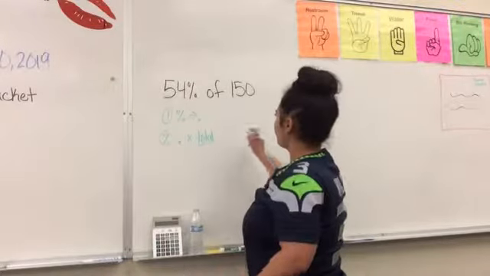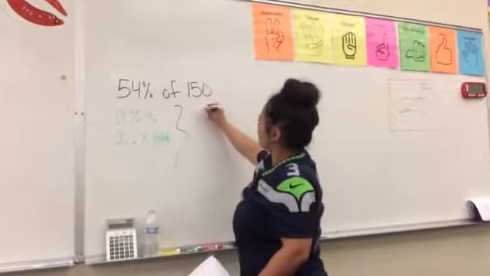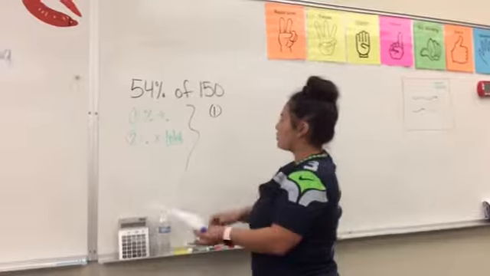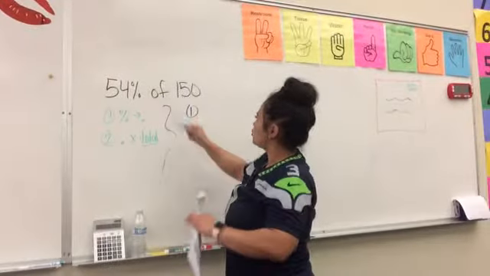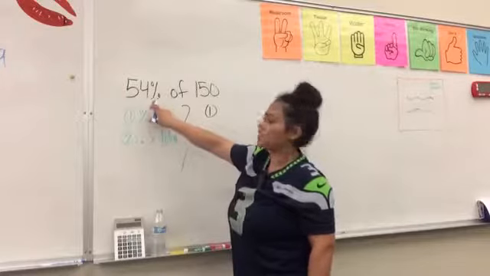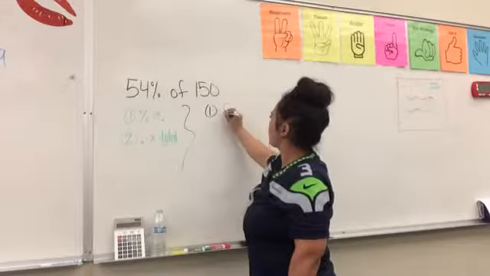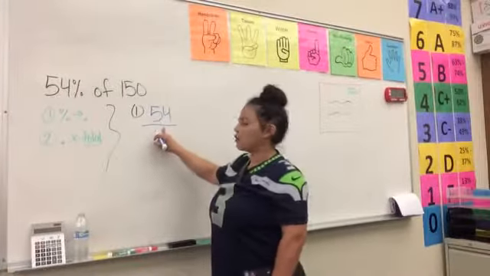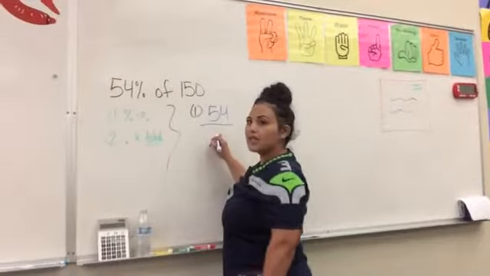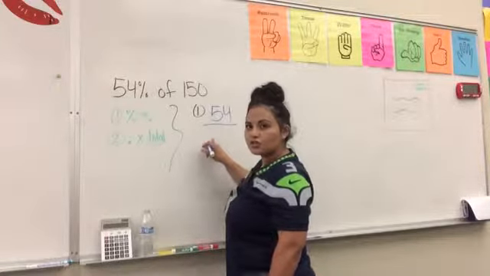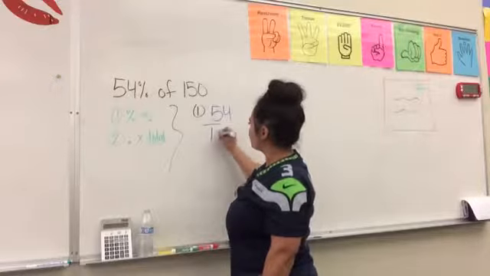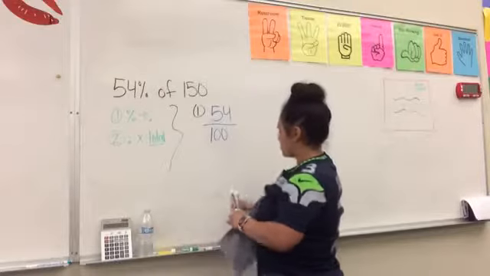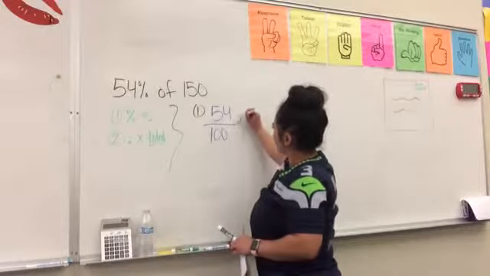Like I said, step 1 is to turn percent to decimal. So what percentage am I working with? Well, I have 54% of 150. I only have 1% sign, so I know that I'm working with 54%. Because I want to turn this into a decimal, I have to divide it. But how do I know what to divide it by? Well, whenever we're talking about percentage, a whole is 100. So in this step, we're going to put 100 under here. Just as a reminder, this line means to divide.